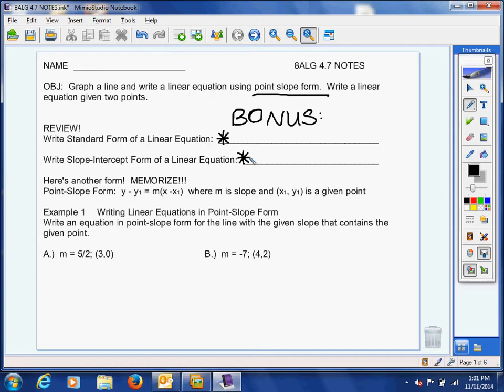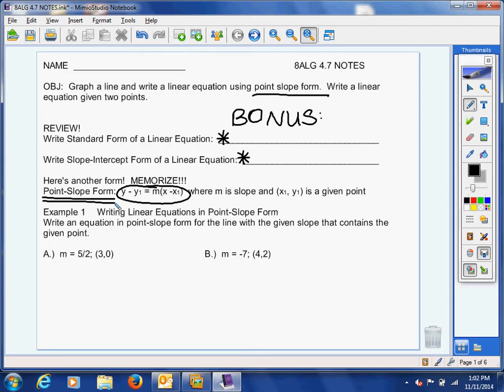Okay, now we're getting ready to learn yet another form, and yes, I need you to memorize this. This is called point-slope form. Now remember, with standard form, we don't really know too much about standard form. It's just what you have written on your line there. Slope-intercept form, where if it's in that form, we know the slope and we know the y-intercept of the equation. But in point-slope form, it sounds just like it is. We know a point and we know the slope of the line. So m is your slope, x1 and y1 is your given point.